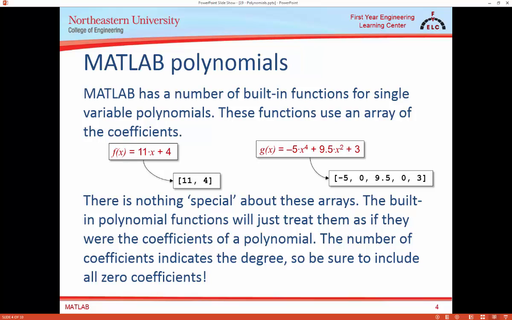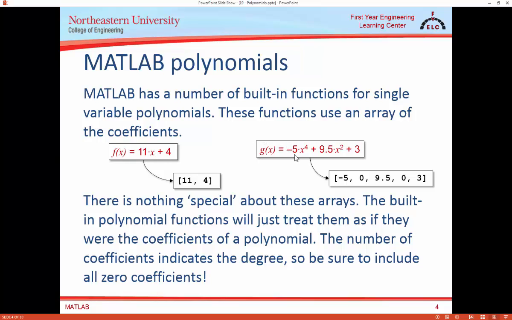In Matlab, there are a number of built-in functions for single variable polynomials. These functions use an array of the coefficients. For example, for this function, f of x equals 11x plus 4, the polynomial functions built into Matlab will treat the array 11, 4, this two-element array, as if it were the polynomial 11x plus 4.